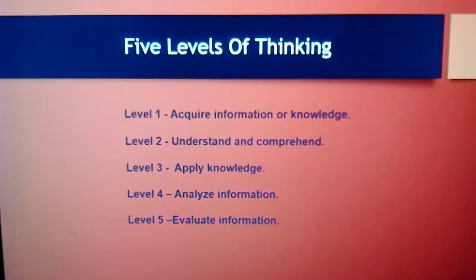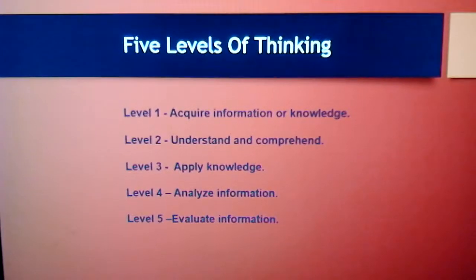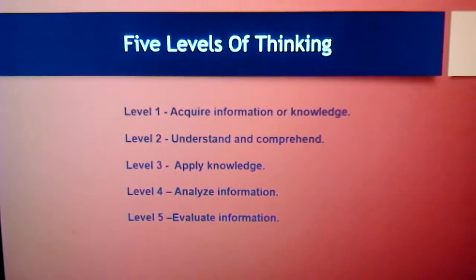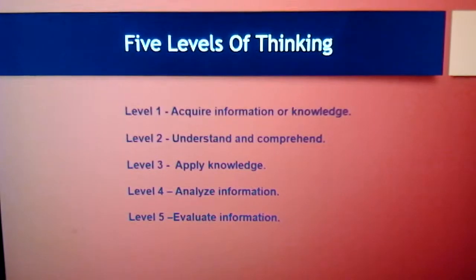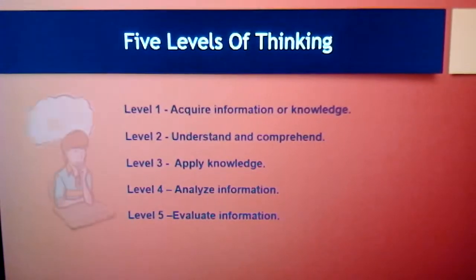There are 5 levels of thinking. The first thing we did was we acquired information or knowledge. Then we understood and comprehended. Then level 3, we applied knowledge. Level 4, we analyzed information. And level 5, we evaluated information.